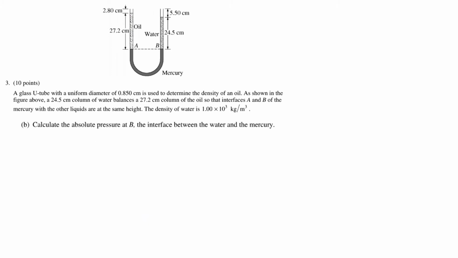Let's keep moving on. Calculate the pressure at B. So B is this point right there, the interface between the mercury and the water. Nice. There's a formula for this: P is equal to P0 plus rho times g times h. This is on your formula sheet, so you should know it. P is the absolute pressure. It's the pressure on the top part plus the pressure of the height of the water. What's the pressure on the top? Pressure on the top is atmospheric pressure.